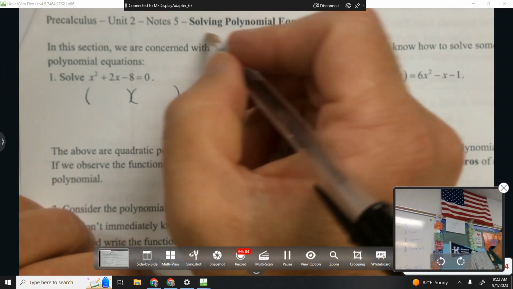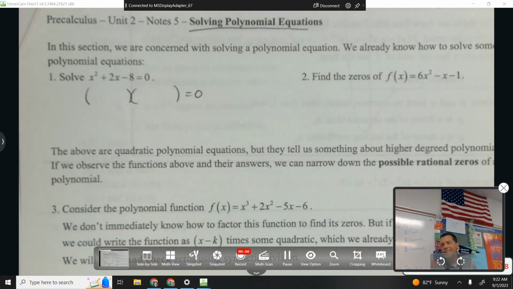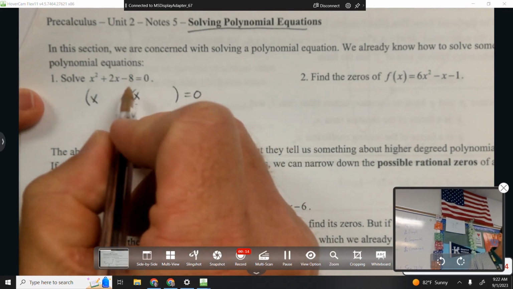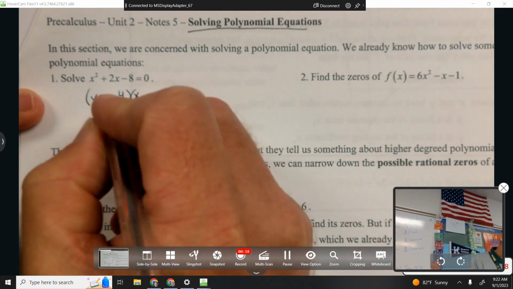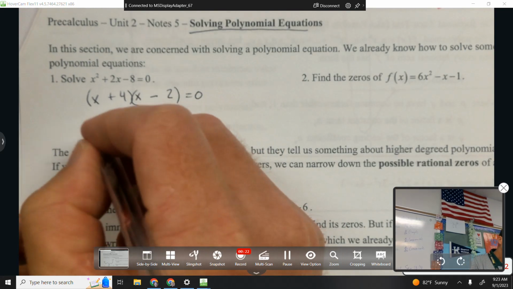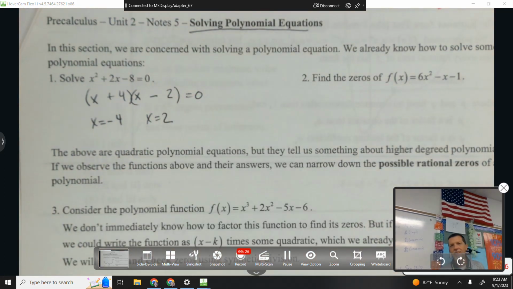Solving polynomial equations. But again, we already know some polynomials. So let's just review some of the hopefully easy stuff. Multiply to 8, add to 2. So plus 4, minus 2. So x is negative 4 and x is 2. Like that's, what's that, algebra 1 stuff? Definitely algebra 2.